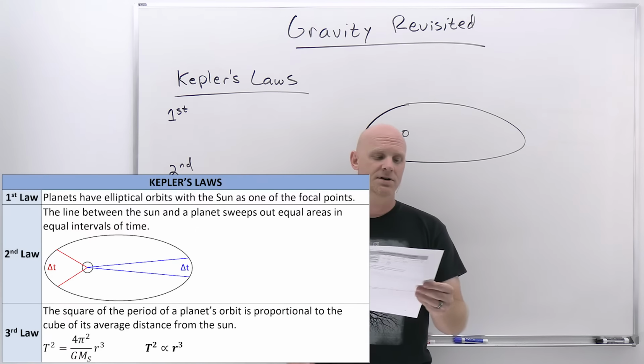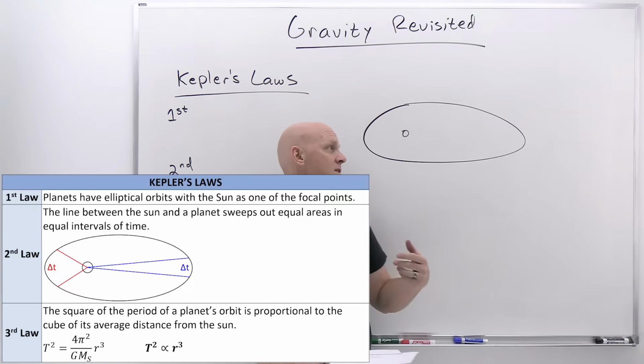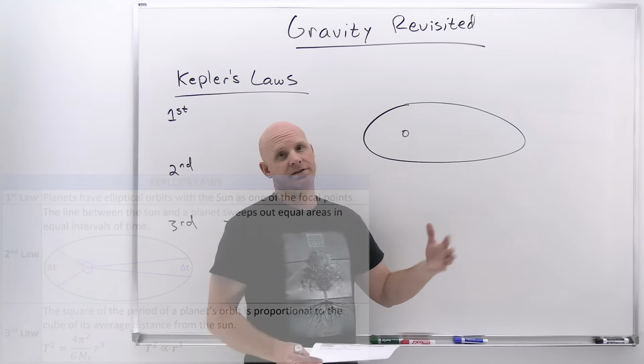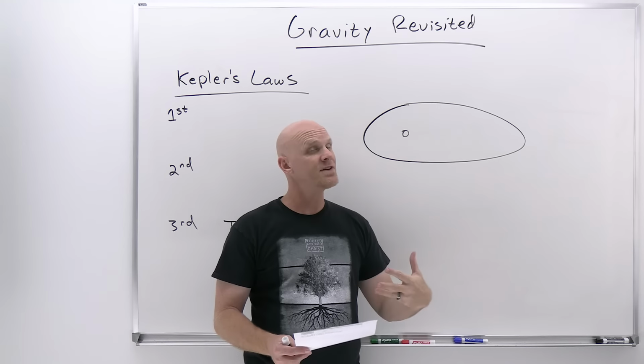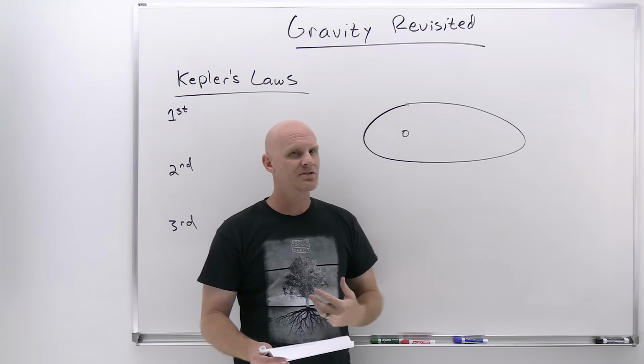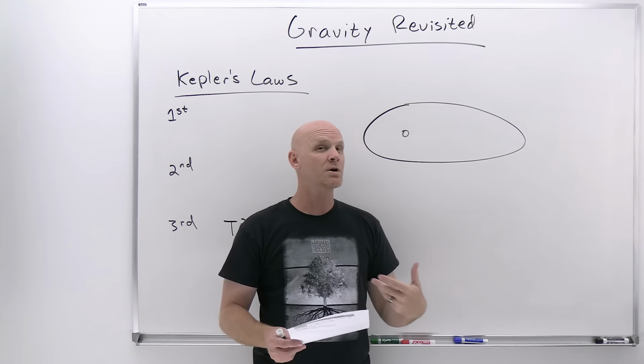So the first law just says that planets have elliptical orbits with the sun as one of the focal points. If you look, the proper shape of the orbits for the planets is elliptical. Now, they're fairly circular, it turns out, but for the planets in our solar system, it is proper to say that they are an ellipse rather than a perfect circle.